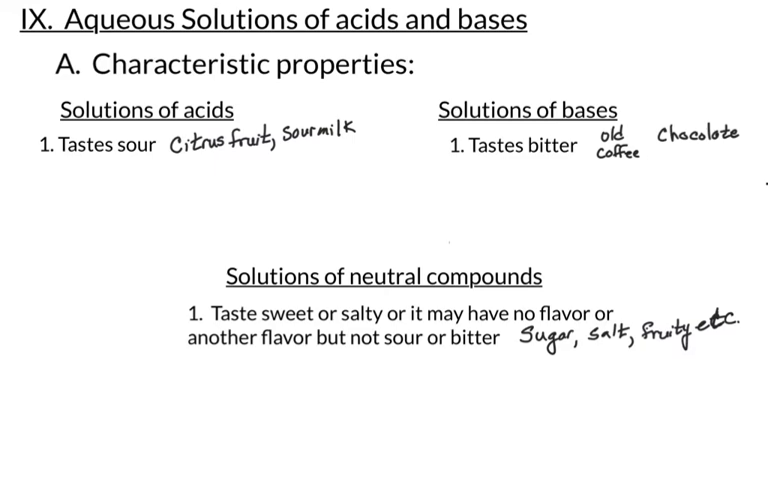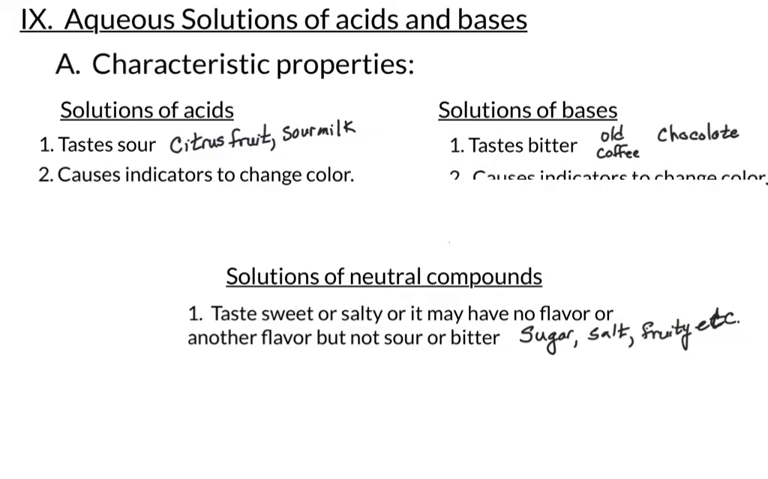Now let's look at indicators. These are things that are used in chemistry to indicate whether something's acidic or basic. So not too surprisingly, these indicators will change color dependent upon whether there's acid or base present. So solutions of acid cause indicators to change color. Notice that I didn't tell you what color. That's because every indicator has a different color that it shows. We also see that same thing for bases, that they can cause indicators to change color.